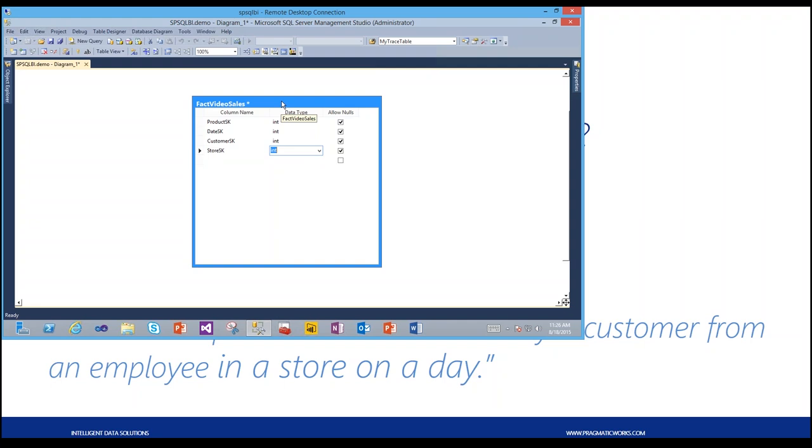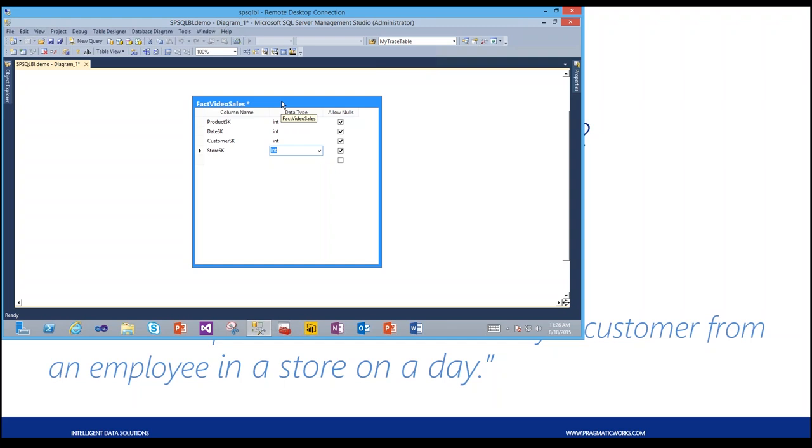So now that we've identified what is going to be the grain of our business process that we're modeling here, it's time to move into identifying the dimensions. What are the dimensions that are going to be related to this particular grain?